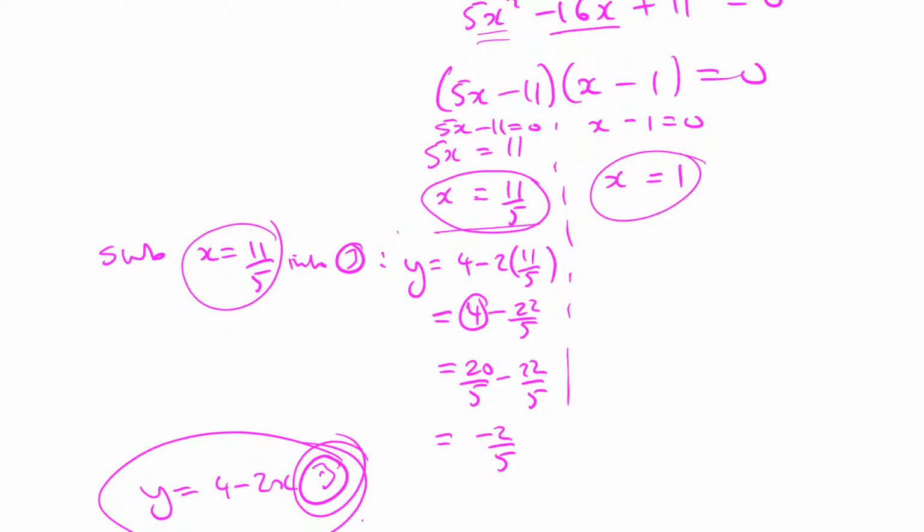Oh, yeah, you just got a bit tired, and we've done more than an hour anyway. Okay, let's just finish this. What y equals 4 minus 2 times 1, which is 2. So y equals 2 in that one, and this one is y equals minus 2/5.